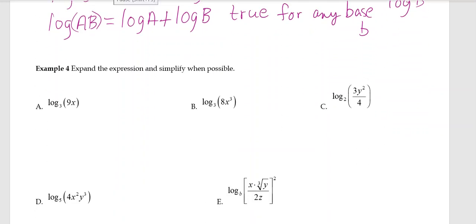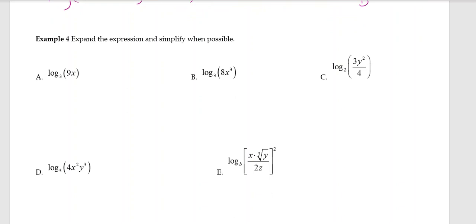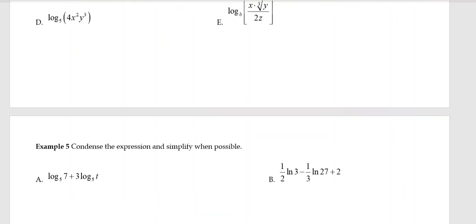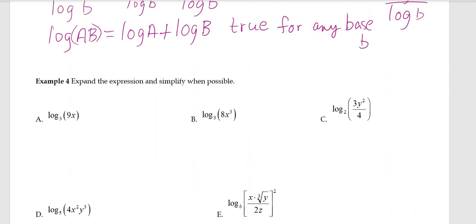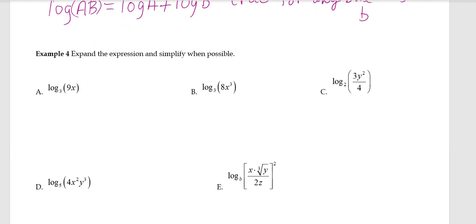Okay, so let's do some expansion here. I'll do 2 or 3 of these, and then I want you to pause and you do a few. So we'll do those, and then we have some condensing and quite a few examples here. So you'll probably want to pause and do some of these by yourself, so you don't have to listen to this whole video here. So let's expand by using our properties there.